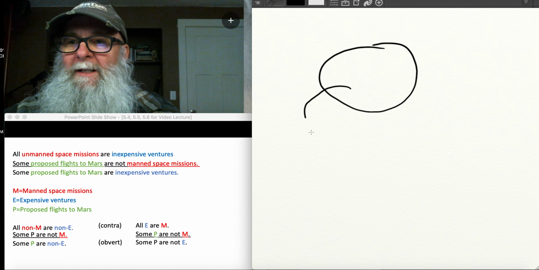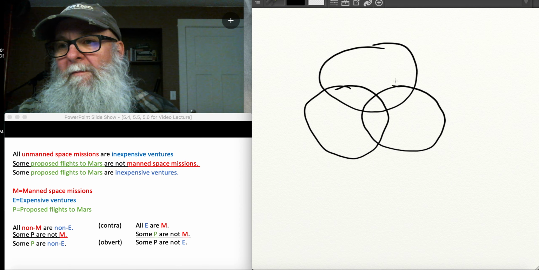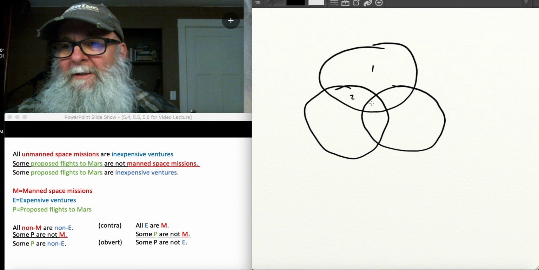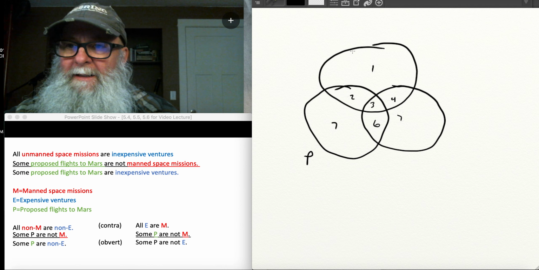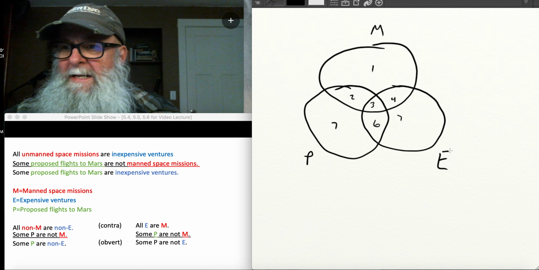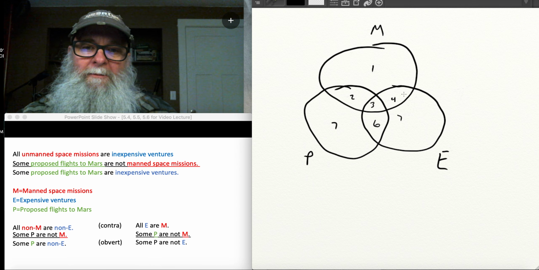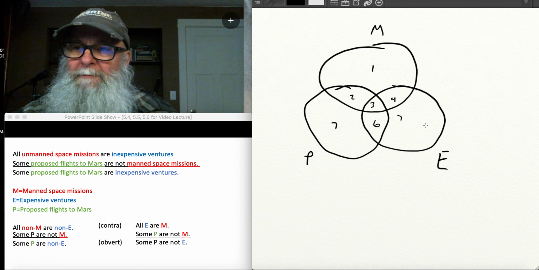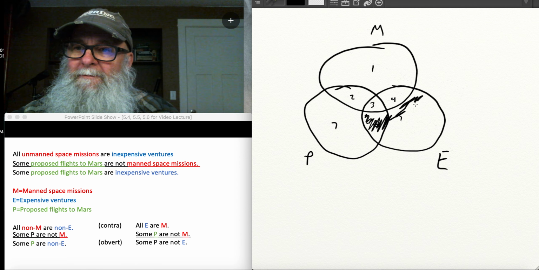Is I could do a Venn diagram, okay? I'll number my little spaces here. And I've got my P and my M and my E. Now remember, I always have to begin with a universal premise, always. And so I'm going to have to begin with the very first premise here that all E are M. So if all the E's are M, that means there couldn't possibly be any E's over here in 6 or in 7.